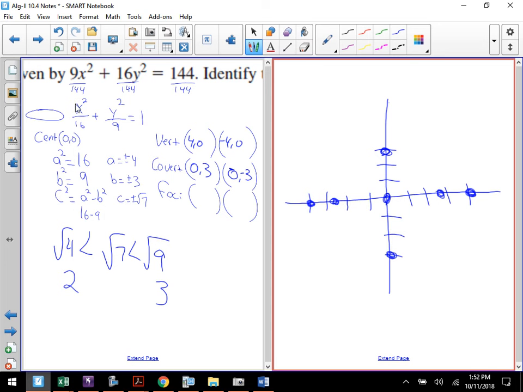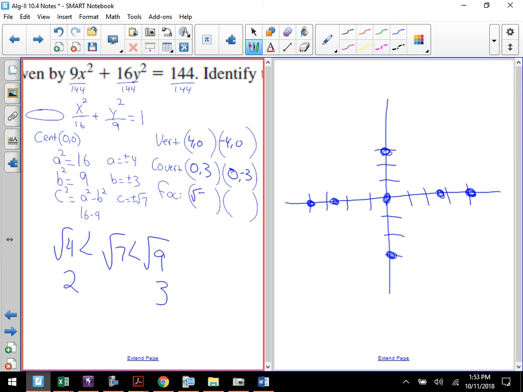So now, which direction did I plot the foci? Left and right or up and down? Because I changed the x values again, didn't I? Which makes sense because the vertices went left and right, so the foci have to go left and right. So my foci have ordered pairs of root 7, 0, and negative root 7, 0. That's all you have to worry about. You don't have to give me decimals there. You're giving me the square root, the exact values.